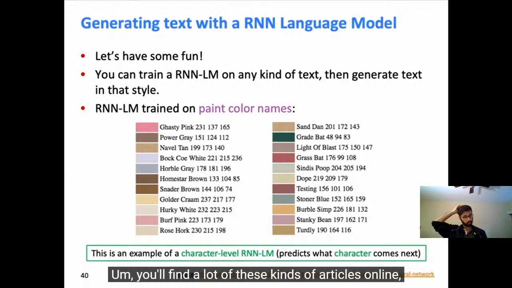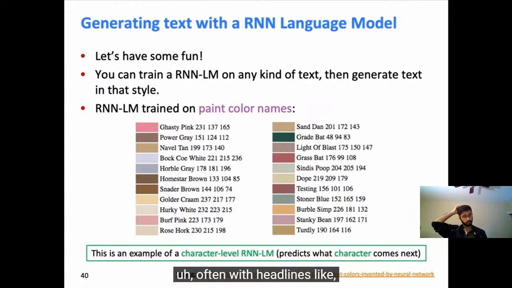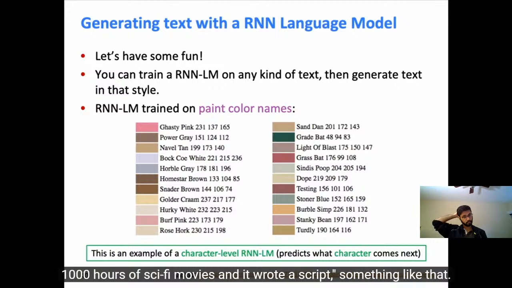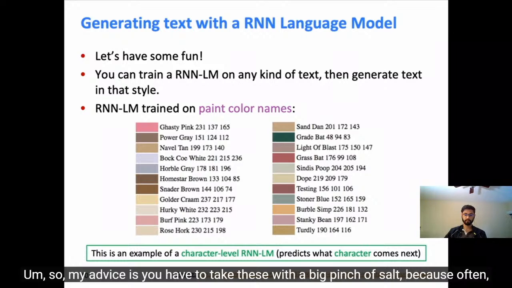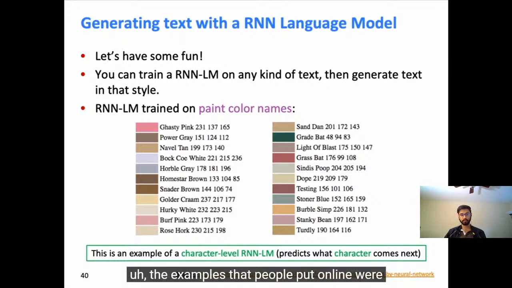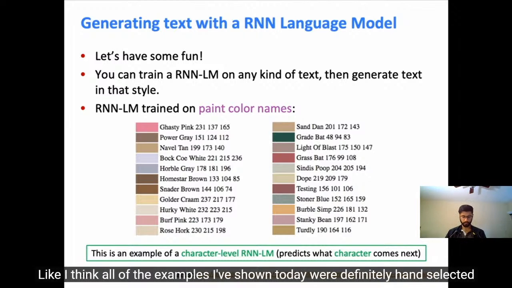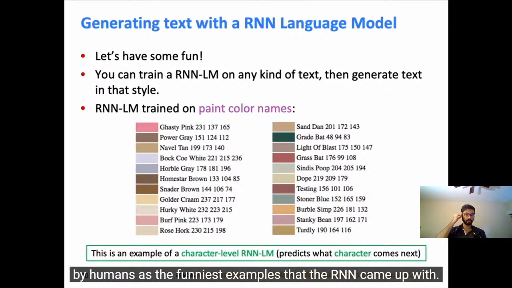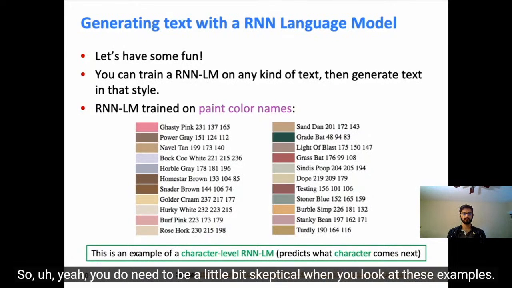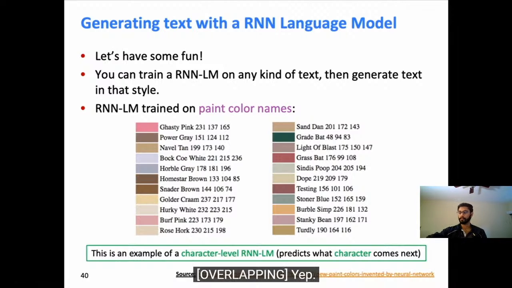You'll find a lot of these kinds of articles online, often with headlines like, "We forced a bot to watch 1,000 hours of sci-fi movies and it wrote a script," something like that. So my advice is that you have to take these with a big pinch of salt, because often the examples that people put online were hand-selected by humans to be the funniest examples. Like, I think all of the examples I've shown today were definitely hand-selected by humans as the funniest examples that the RNN came up with. And in some cases, they might even have been edited by a human. So yeah, you do need to be a little bit skeptical when you look at these examples.